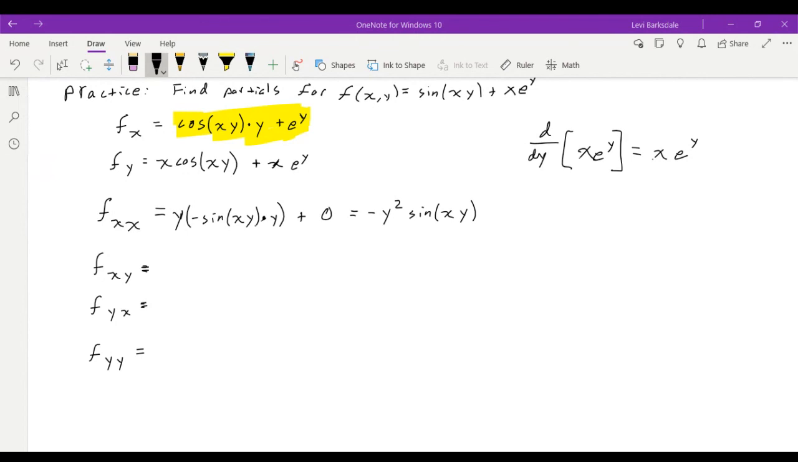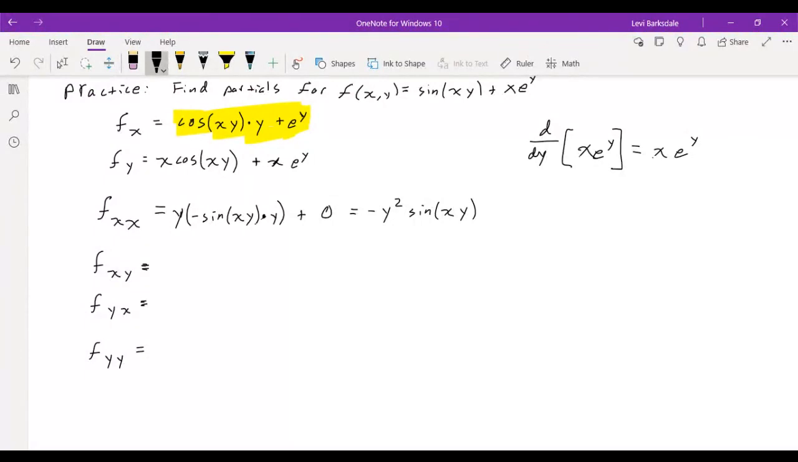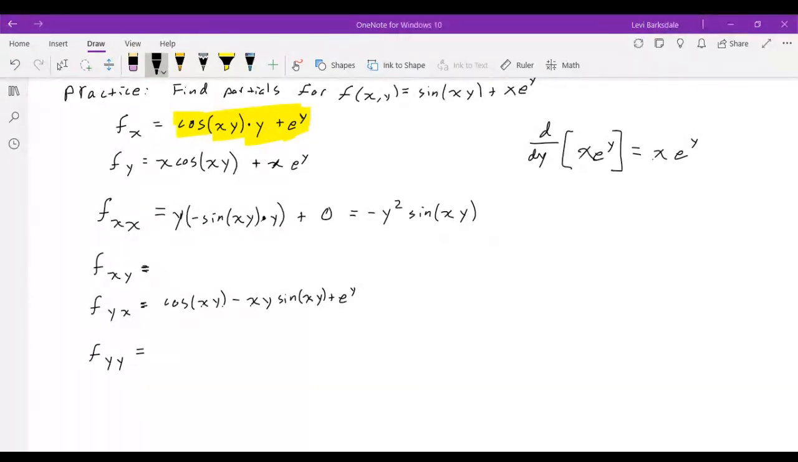For f sub yx, you got cosine of xy minus xy sine of xy plus e to the y. Exactly right. Nice work.